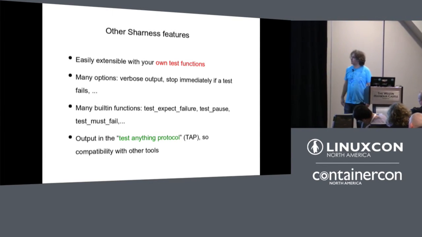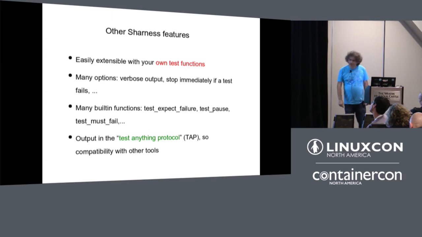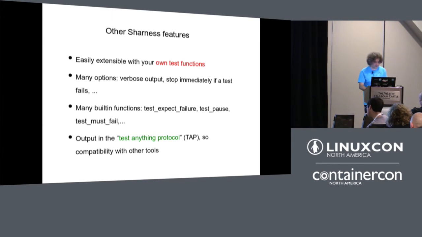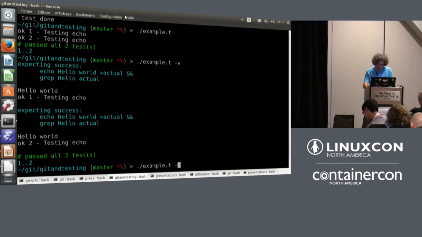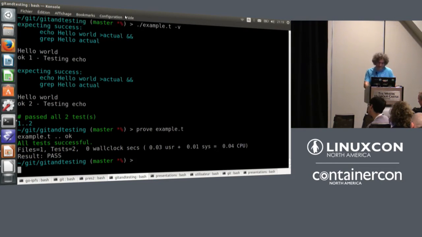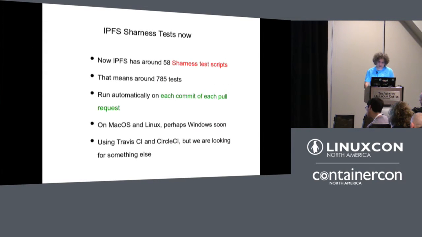You can use test pause inside your test scripts so that it will stop there, and you can debug what's going on. And also, as its output is in the Test Anything Protocol, you can use many tools. For example, there is a tool called prove. It's basically the same output, but I don't know, who knows about the Test Anything Protocol? A few people, okay. Well, I think it's interesting that it's a standard output.